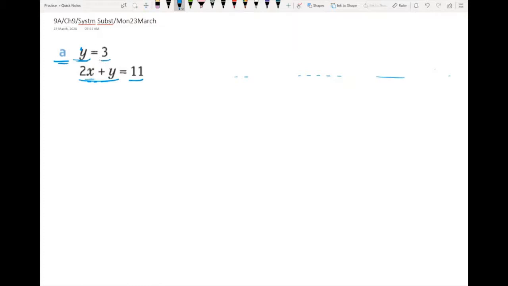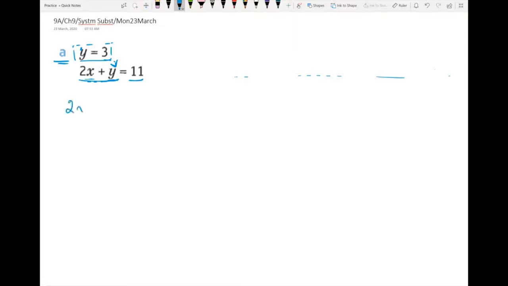Now, why do we call it, in this exercise, a simple simultaneous equations? Because they already gave you the value of y and you're going to use it. So this is what we call solving the system of equations by substitution. So I already have the value of y, so y is equal to 3. I replace it in the second equation, and I try to find the value of x.